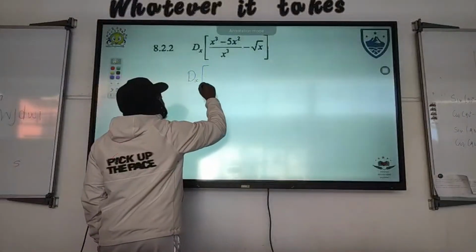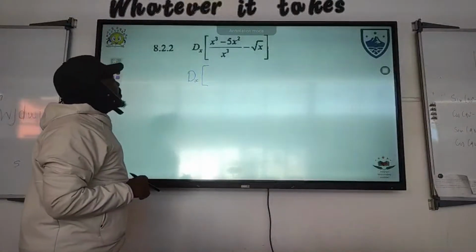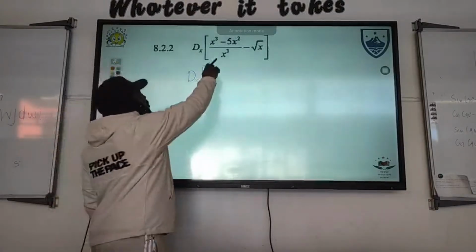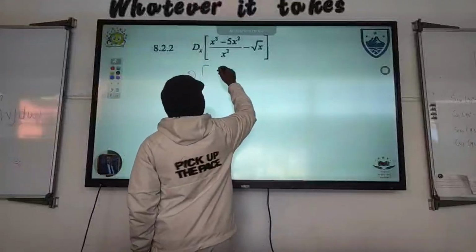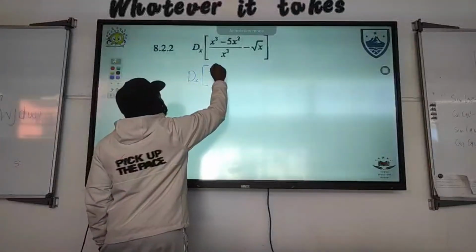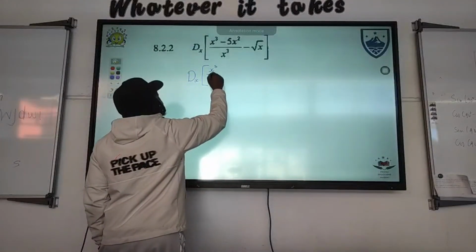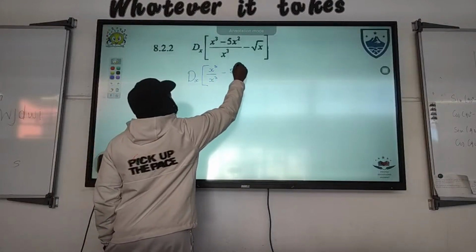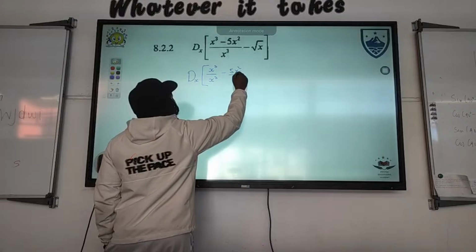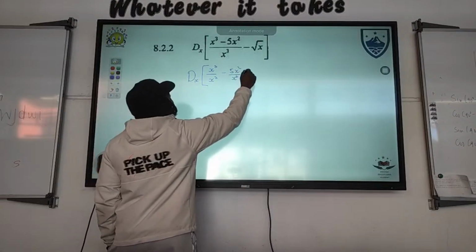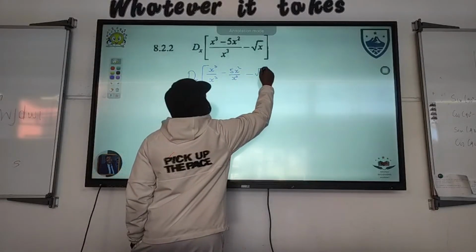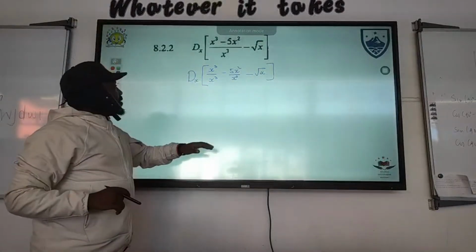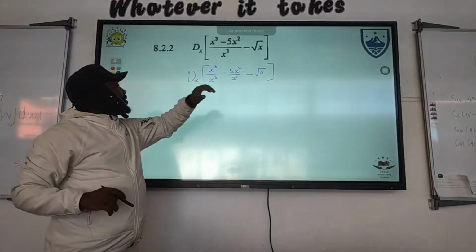Let's simplify the bracket first. We have x to the power of 3 minus 5x squared, so for this one, just to make things easy and for people to understand what is actually happening here, this will be x to the power of 3 minus 5x squared over x to the power of 3 minus square root of x. Let me just keep it like that for now. I'll come and simplify it.